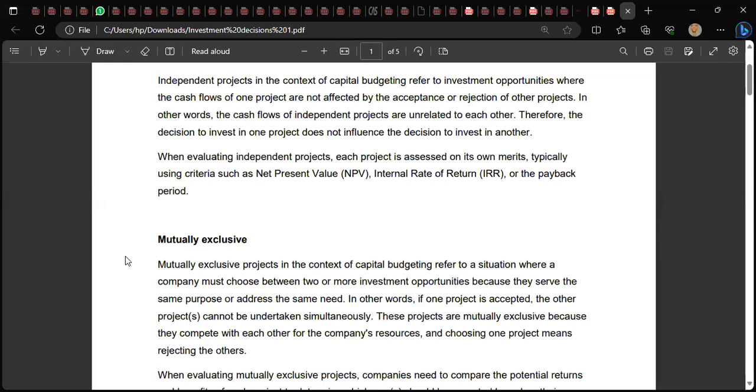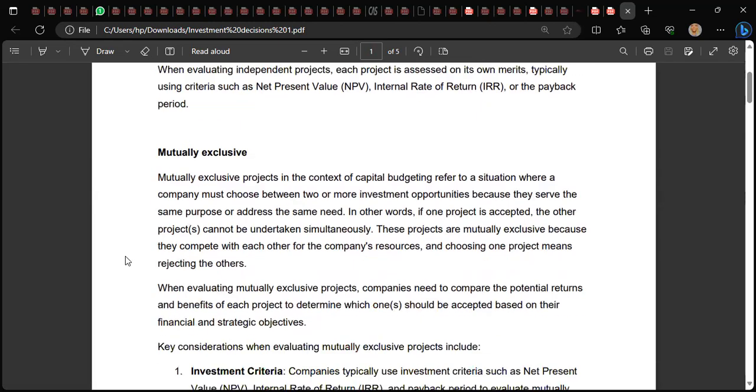In terms of independent projects, they just don't affect each other. But mutually exclusive projects, you can't have them at the same time, right? Something that's mutually exclusive is male and female, right? So you are either male or female, as far as I know. That's an example of mutually exclusive. So you either take that or you take the other. So that's an example of a mutually exclusive project.